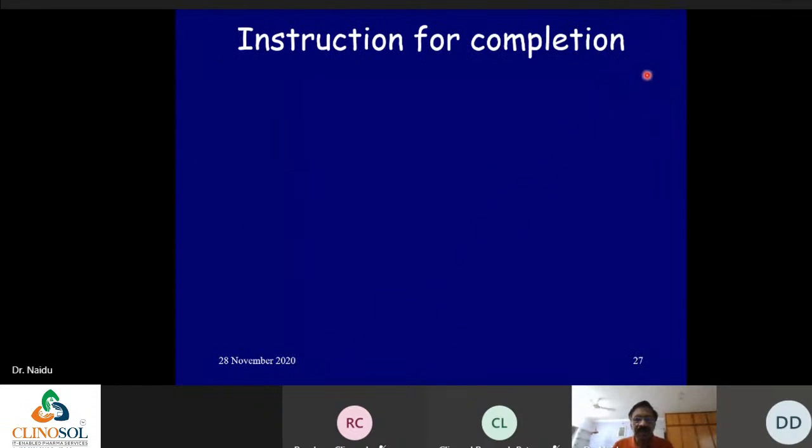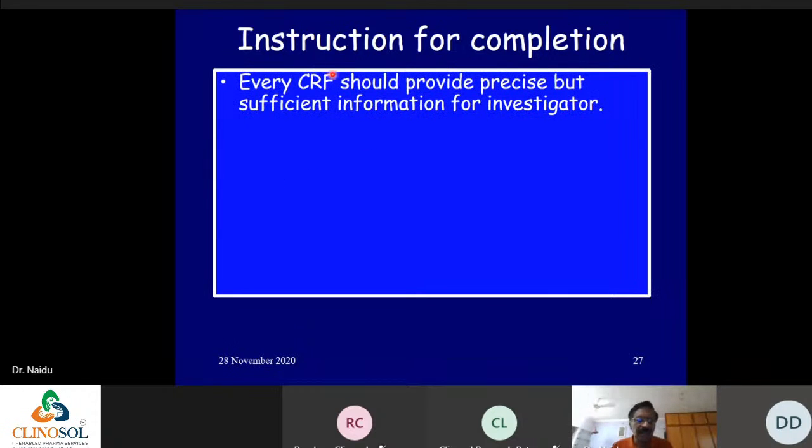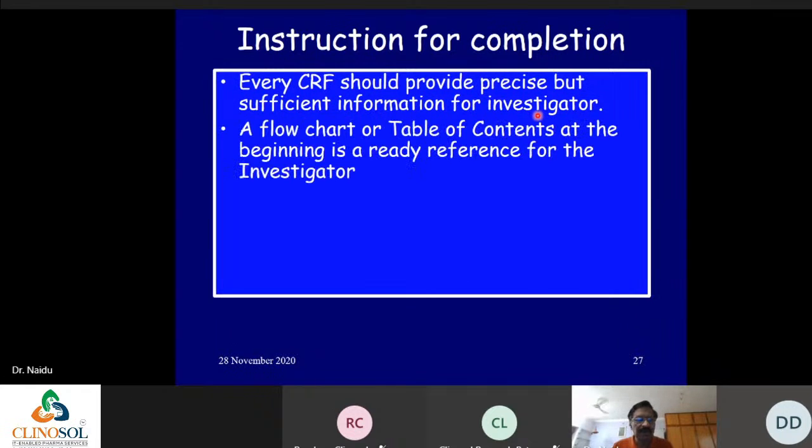Now, after all this is there, for the person who is completing the case record form, there should be very clear instructions, whether investigator or other, because most of the time the person appointed by the investigator, the clinical research associate, enters the data. So there should be instructions for completion of the case record form. Every CRF should provide precise but sufficient information for the investigator; a flow chart and table of contents at the beginning is a ready reference for him.